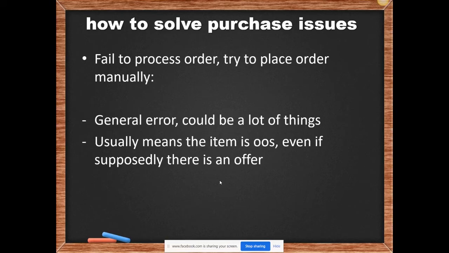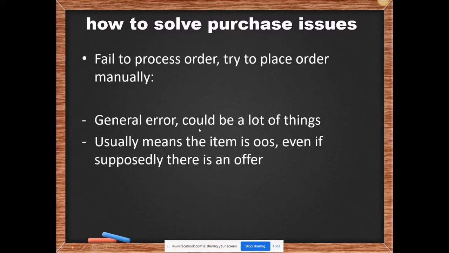Okay, so the next one is, I told you, the most annoying one, because it's not specific. It's very general: fail to process order, try to place order manually. This doesn't tell you anything, as opposed to the other errors where you know that the problem is with the address or with the price or with the stock. Here you don't really know anything. It could be a number of things.